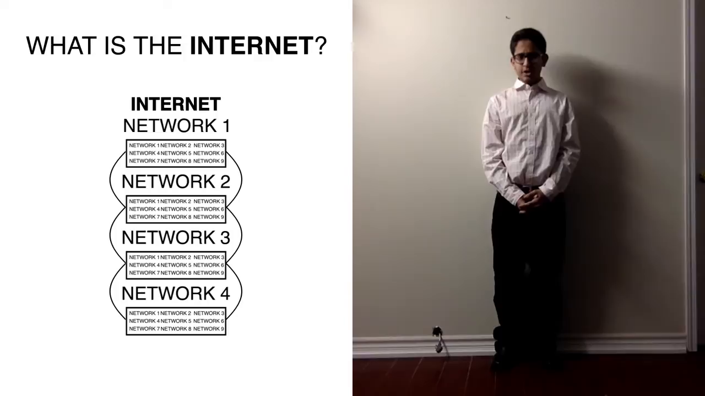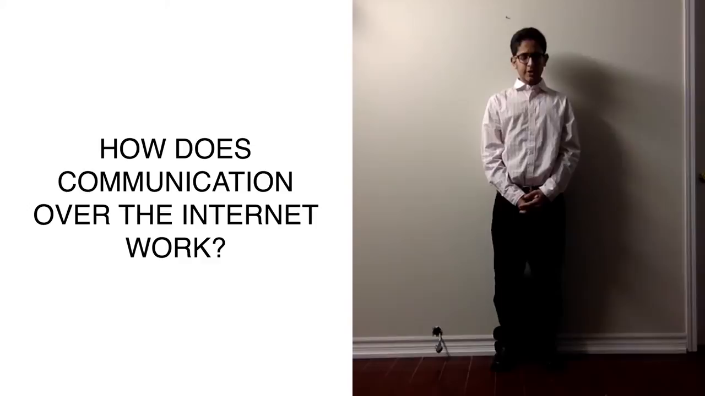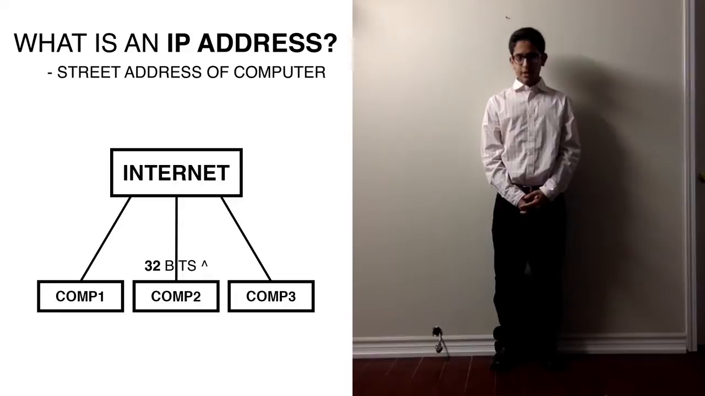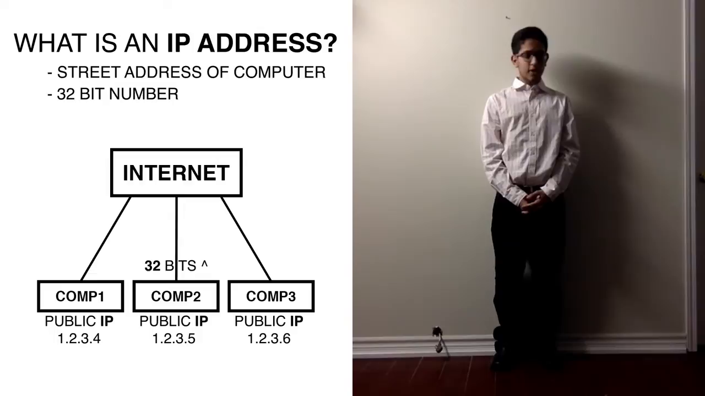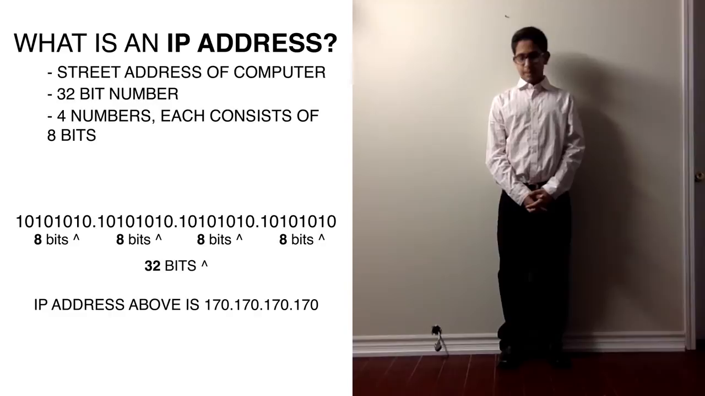And these are all connected to each other by wires and satellites. But let's get back to our original question. How does communication over the internet work? I mean, how does one computer know where to send data for the other computer? This is done through the Internet Protocol, or IP for short. Each computer receives a public IP address, which is 32 bits long, that it uses to identify itself to other computers so that they know where to send data. By 32 bits, I mean four numbers, which are 8 bits each. Now, I don't want to get into this too much, as it gets somewhat confusing since we're used to our base 10 system. So let's just move on.